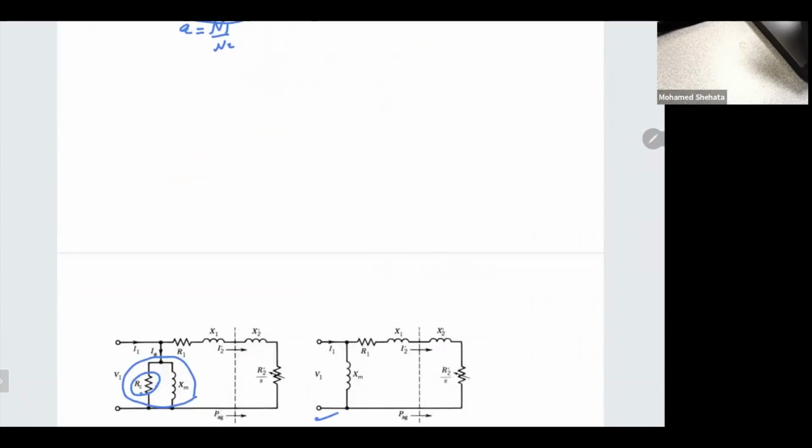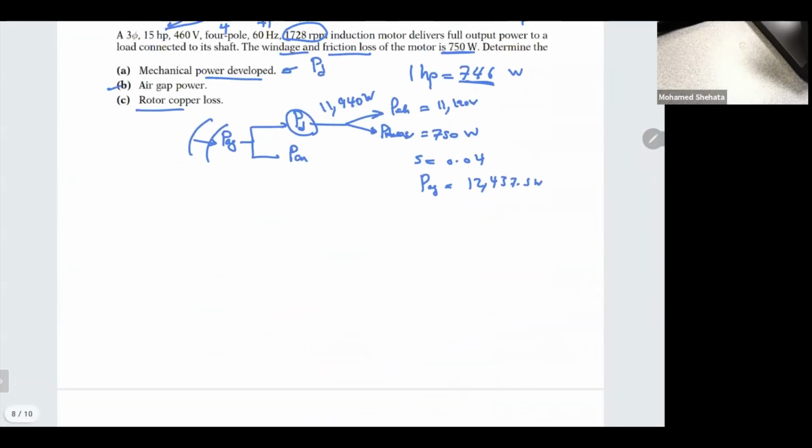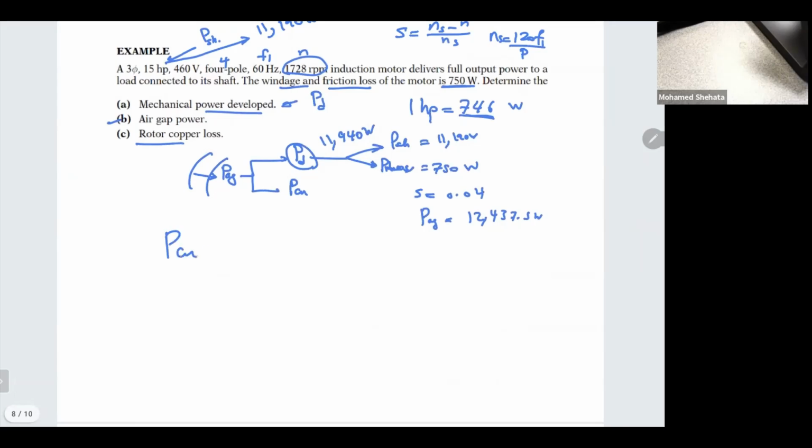So the answer, when you go home, you can review it. The copper loss will be equal to the slip, and the slip, by the way, is 0.04, times the power in the air gap, this one, and then you'll get 497.5 watts.